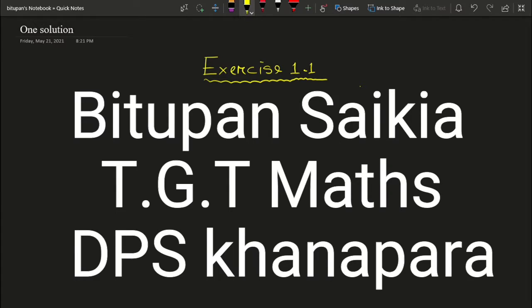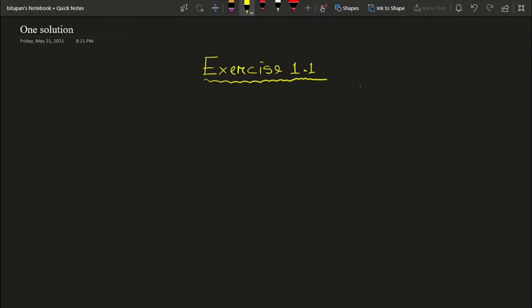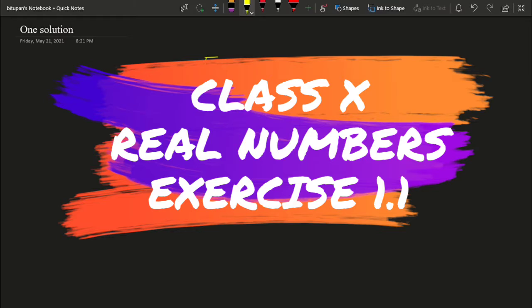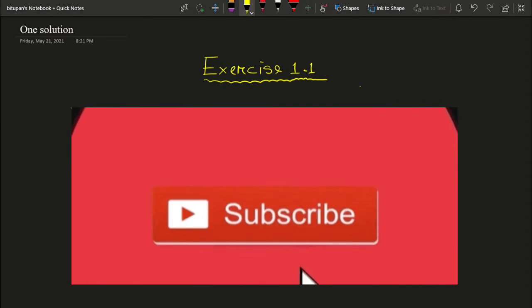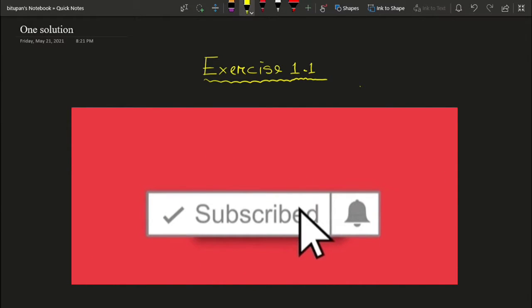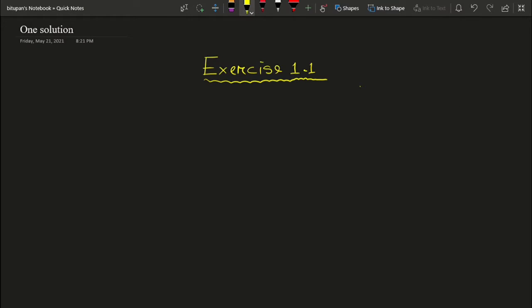So today we will discuss exercise 1.1 of class 10 mathematics. The chapter name is real numbers, as you know. In the last class we discussed the conceptual things regarding real numbers and Euclid's division algorithm as well as Euclid's division lemma. Today we will start exercise 1.1.